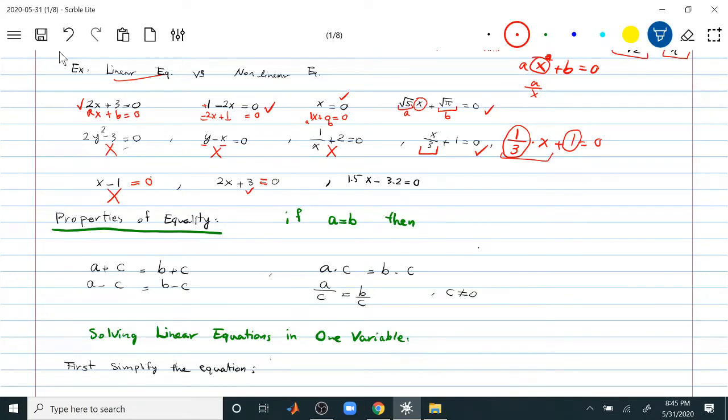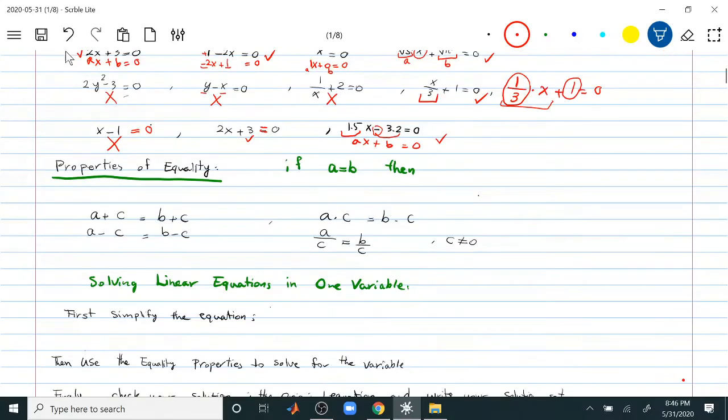How about 1.5x minus 3.2? This is again a linear equation. 1.5 is a constant, negative 3.2 is another constant. You have ax plus b equal to 0. Even though this is negative, you can put it next to the 3.2 and say b is negative 3.2. This is a linear equation. So all linear equations have the form of ax plus b in general.